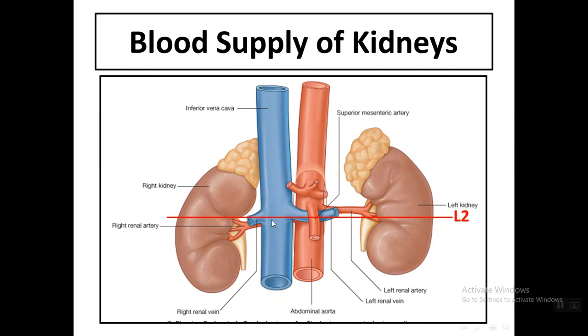The renal arteries are large branches from the aorta, originating at the level of the second lumbar vertebra, L2. They give a rich blood supply to the kidneys and constitute about 25% of the total cardiac output.